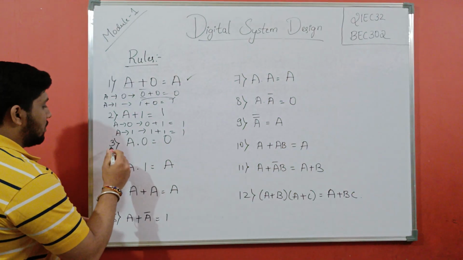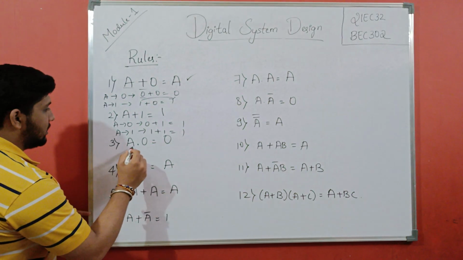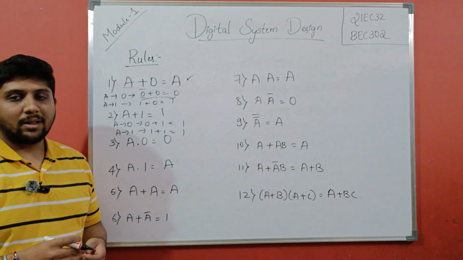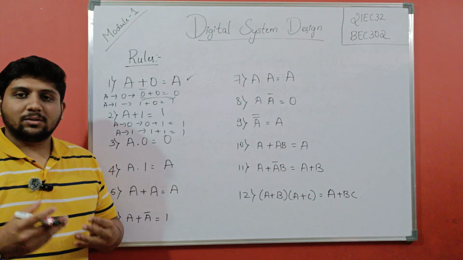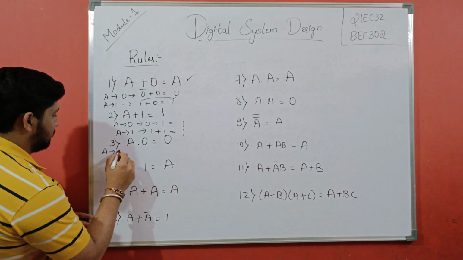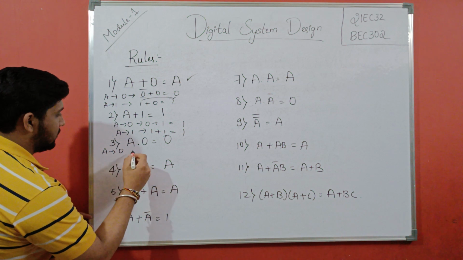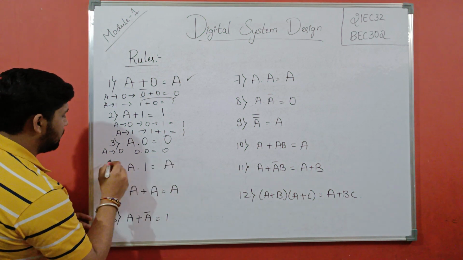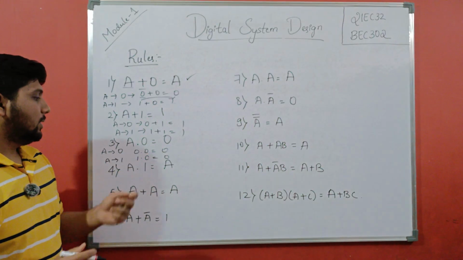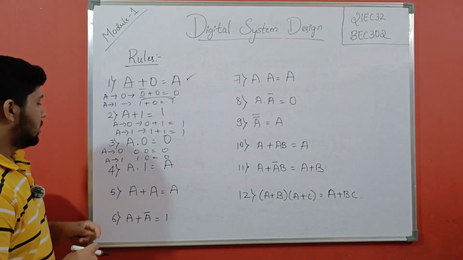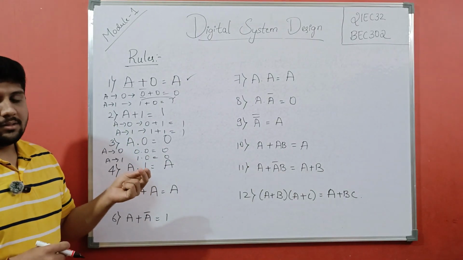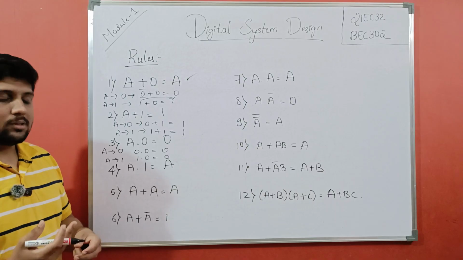Coming back to the third rule, here it says A into 0 is equal to 0. Obviously, by simple mathematical operation, anything into 0 is 0 itself, right? We don't even have to prove it. Let me just say A is equal to 0: 0 into 0 is 0. A is 1, so 1 into 0 is also 0. You can see it is still the same. Whatever number you substitute in the place of A, you will still get 0 as an answer, because anything into 0 is 0 again.